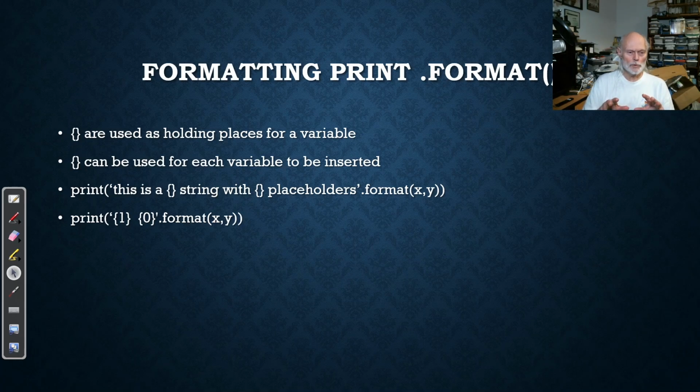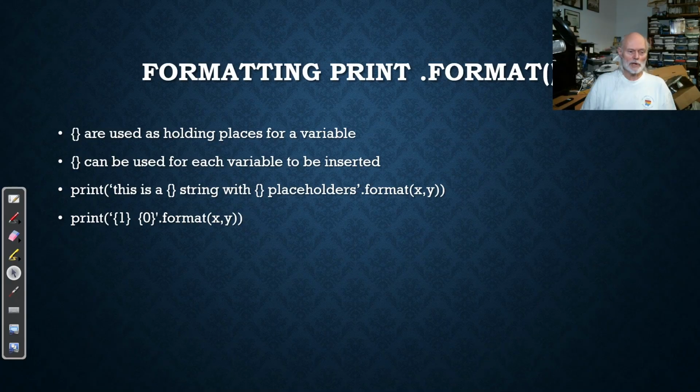In this video, we're going to be talking about print formatting, and there are a couple of ways to do print formatting in Python. One is using something called the .format function, and we use curly brackets inside our quotation marks as placeholders, and we have a placeholder for each variable or string that we want inserted into the output.